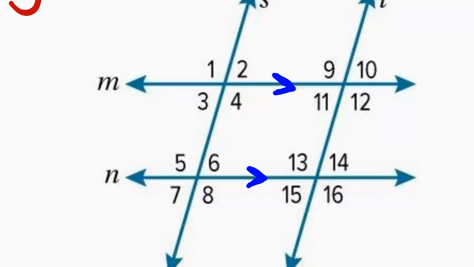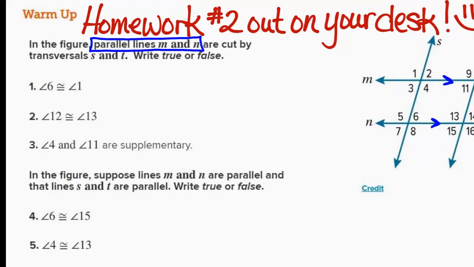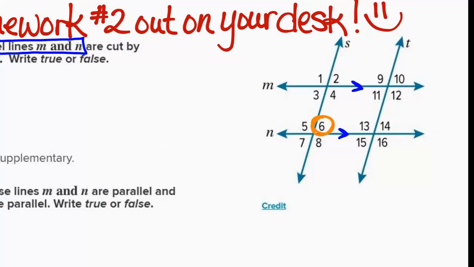So lines S and T are transversals. They look like they could be parallel, but they did not tell me right here that they're parallel, so I cannot make that assumption. I want to know whether angles 6 and 1 are congruent to each other. Are angle 6 and angle 1 congruent?